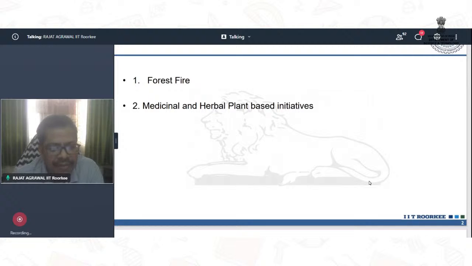So forest fire is a very critical issue for the state of Uttarakhand, and I will also emphasize what the probable reasons for this forest fire are. Another issue is that we are also known as a herbal state. Dr. Mahesh was also talking about some of the herbal medicinal plants. We have also used some medicinal and herbal plants for improving the livelihood of rural people. So these two initiatives I am going to discuss in my presentation. Please, next slide.